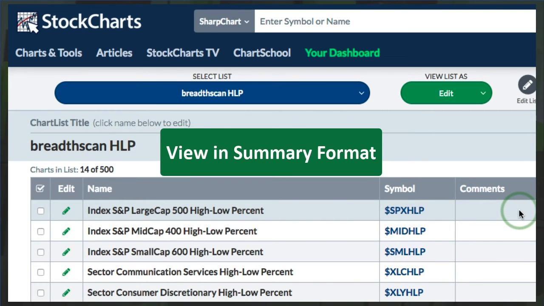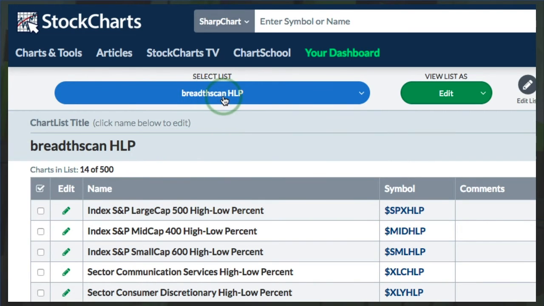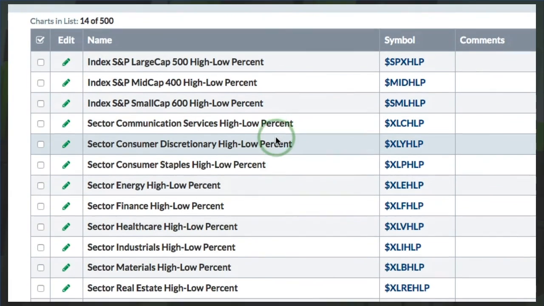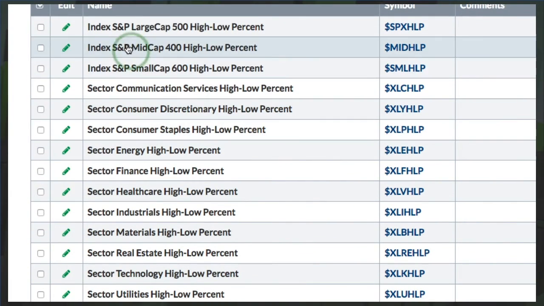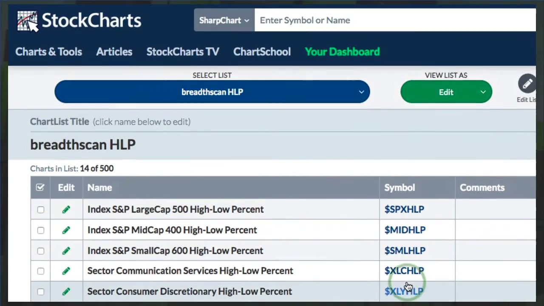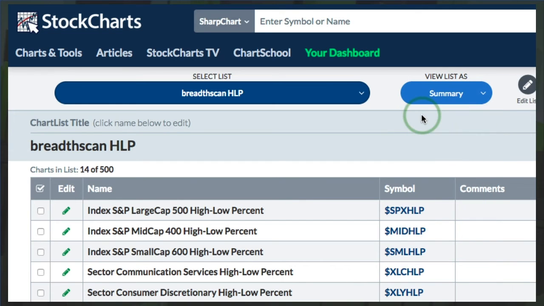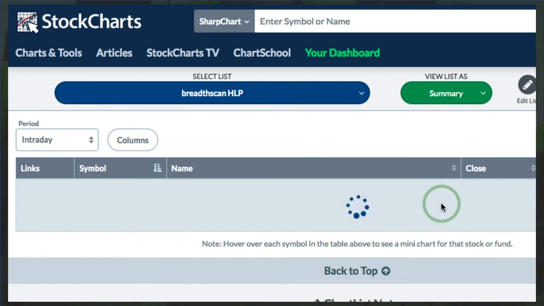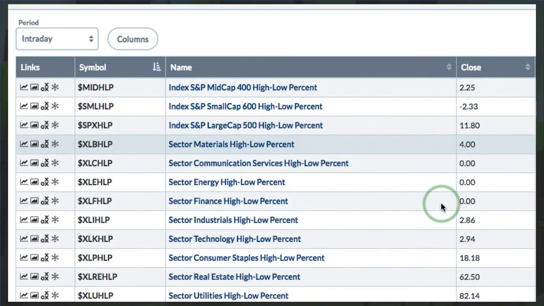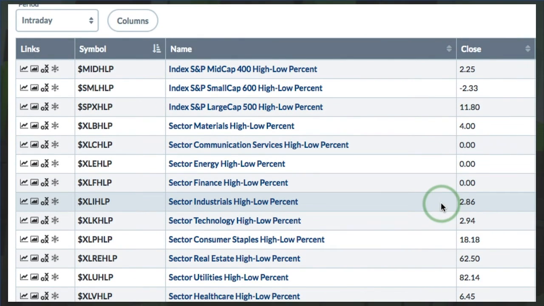So I created a chart list, and it is called Breadth Scan, HLP, for High-Low Percent. And there you can see I entered the names, and I prefaced the index names with an index, and then the sectors, so they keep a nice sort there. And there are all the symbols. And once you have all these in one chart list, we can click the View and click Summary for View List As. And here we can see the actual values and do a sort.